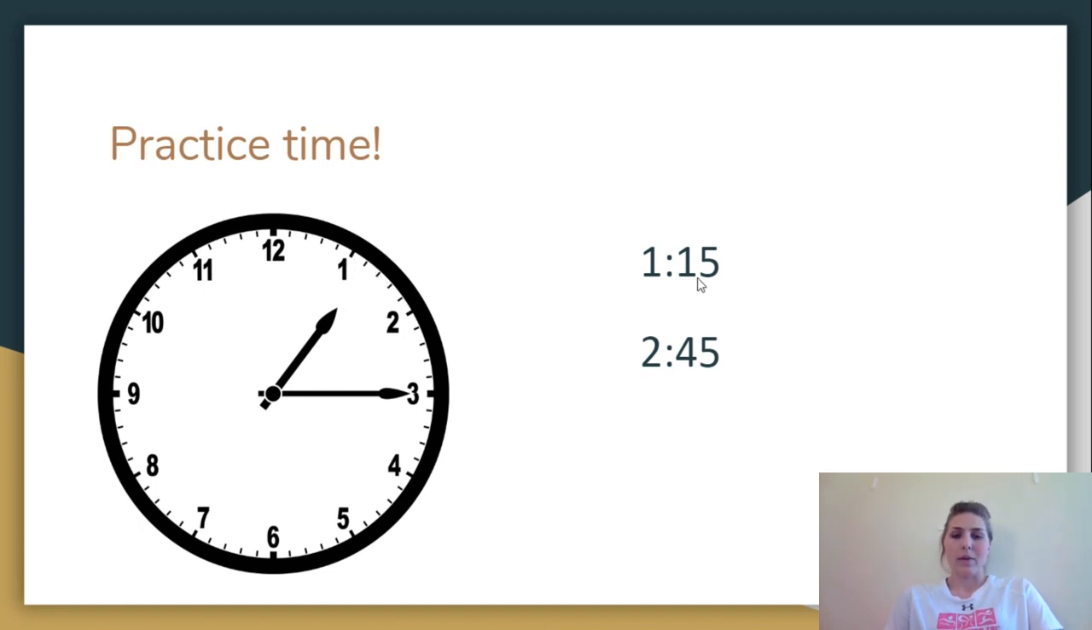So I could already, between my two choices, choose the one that has 1 in front, but I'm going to check my minute hand as well. 5, 10, 15. So this clock is 1:15.